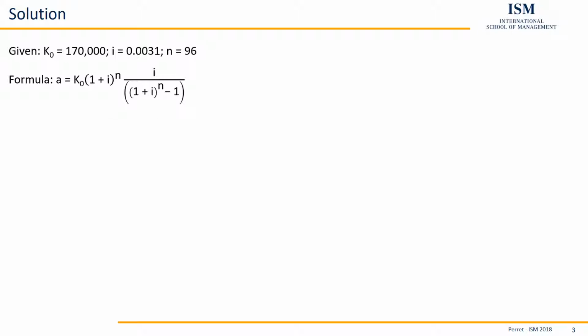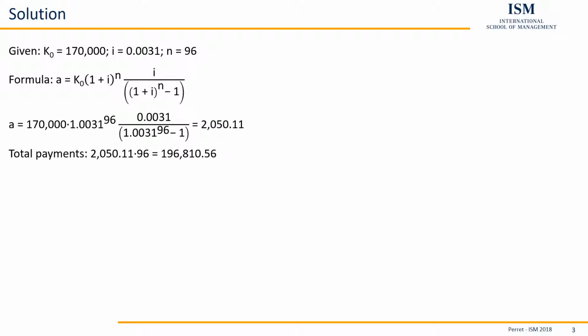If we insert the numbers, we get here as a result per month, he has to pay back 2,050 euros and 11 cents. So this is his payment per month. So we can then multiply this monthly rate with the 96 months he has to pay this. We get as a result here 196,810 euros and 56 cents.